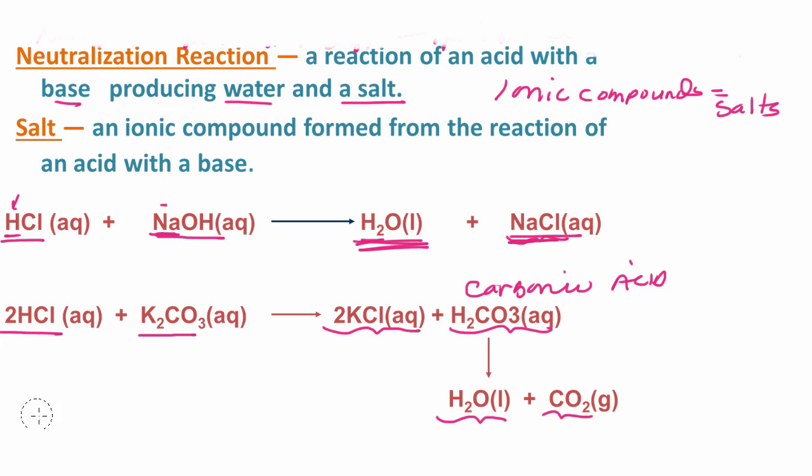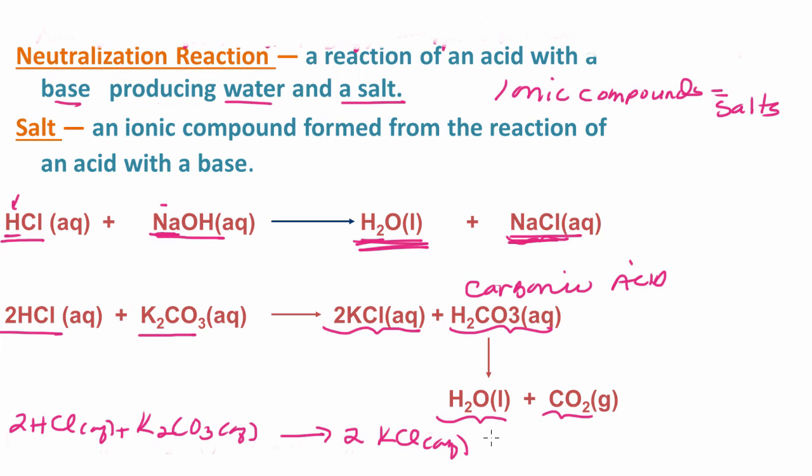I can rewrite the equation like so. If I have a carbonate, what I do is start off with my acid here plus the potassium carbonate. And I know that potassium chloride is going to form, and I know this carbonic acid is going to form and then decompose to water plus carbon dioxide gas. Practice writing these neutralization reactions, recognize them. So now you know two different types of reactions: precipitation reaction and neutralization.